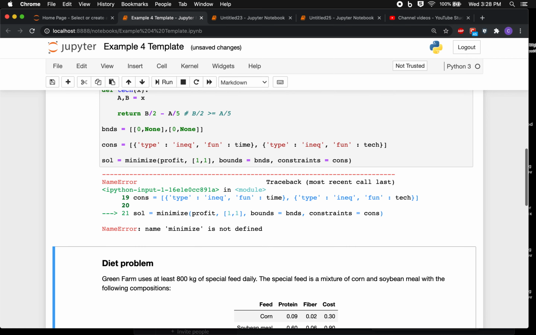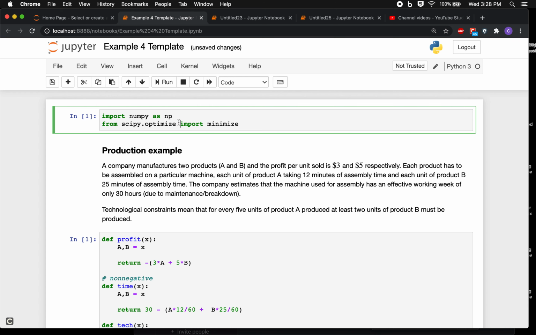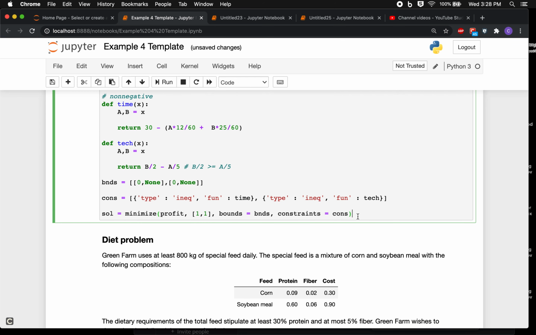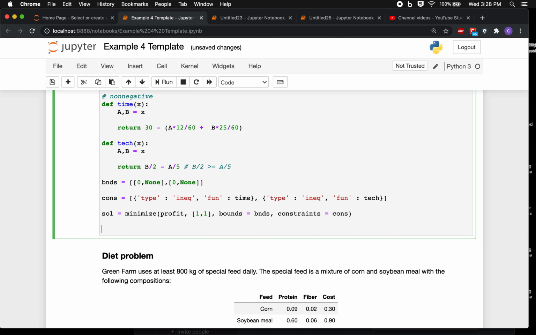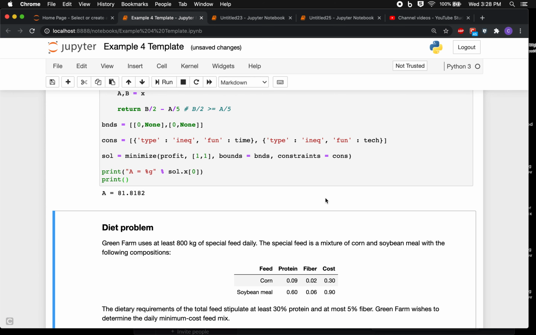So I run this. Minimize is not defined. Did I forget to run this up here? Let me run this. Let's see if this works. I get a solution. And so what I can do here is I can print and I can say A is equal to percentage G. And my first one is sol.x of 0. And then I can print my second variable. Well, got ahead of myself.